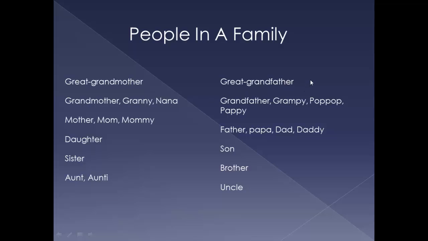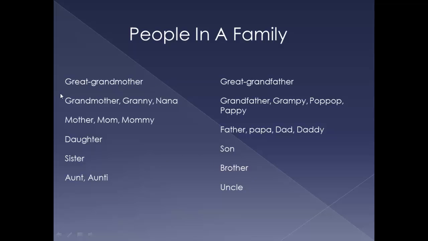Here are the boys. You could have a great-grandfather, or you do have a great-grandfather in your family. You have a grandfather, or grampy, pop, or pappy. You have a father, or papa, dad, or daddy. And another person in the family is a son. Another one is a brother. And another one is an uncle. So there are tons of people in your family. Alright? These are the most common.